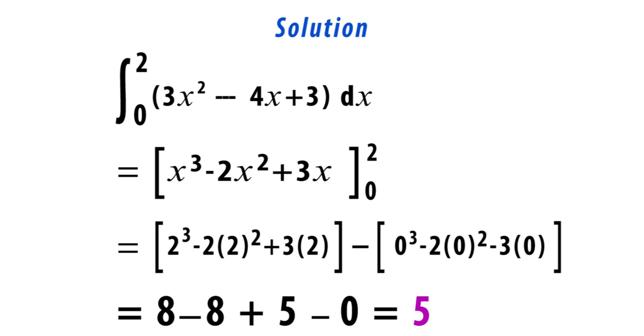Now we are going to substitute first the upper limit. So we have 2 cubed minus 2 multiplied by 2 squared plus 3 multiplied by 2, minus, then we substitute the lower limit in the same expression. That will give us 0 cubed minus 2 multiplied by 0 squared plus 3 multiplied by 0. We simplify that to get 8 minus 8 plus 6 minus 0, which is equal to 6. Good.